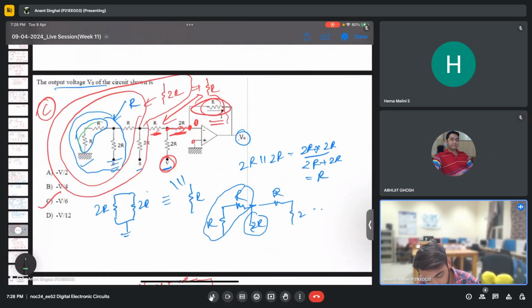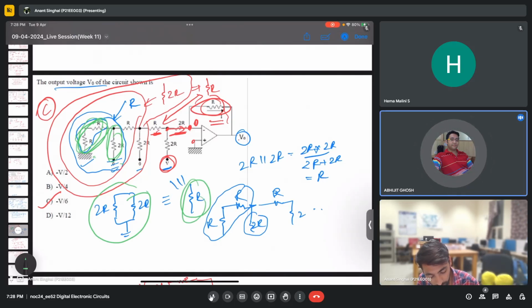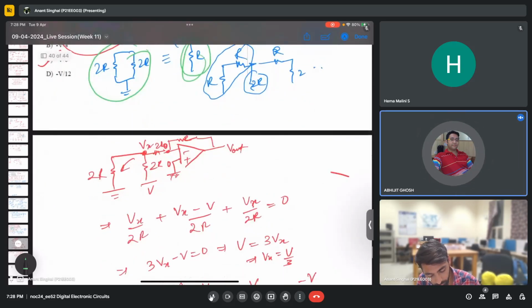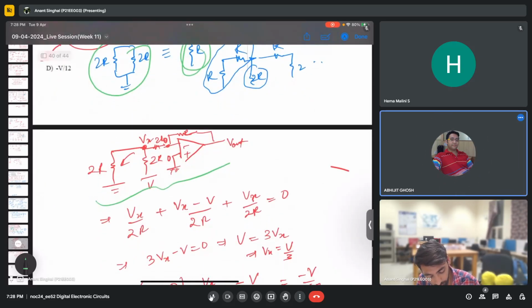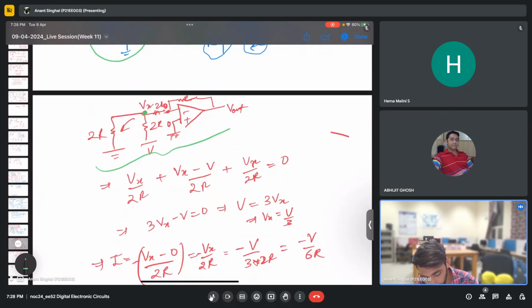So first of all, these two are in series. So this is 2R parallel to R because both are ground. So this is, no, it actually changed. This portion is clear. This portion is clear. Next page. Yeah, fine. So here what I have done is I have applied a KCL at Vx here.